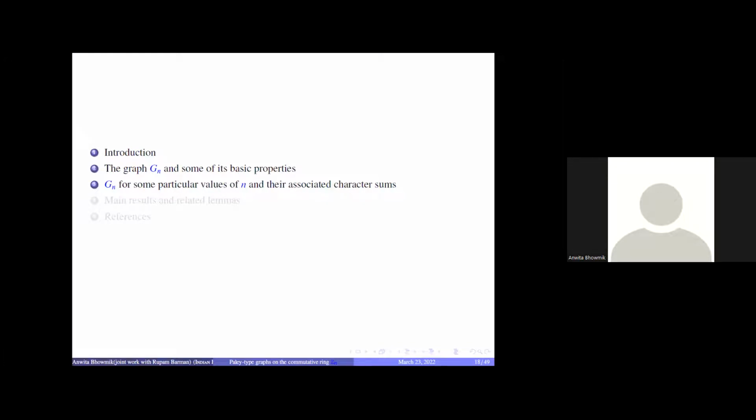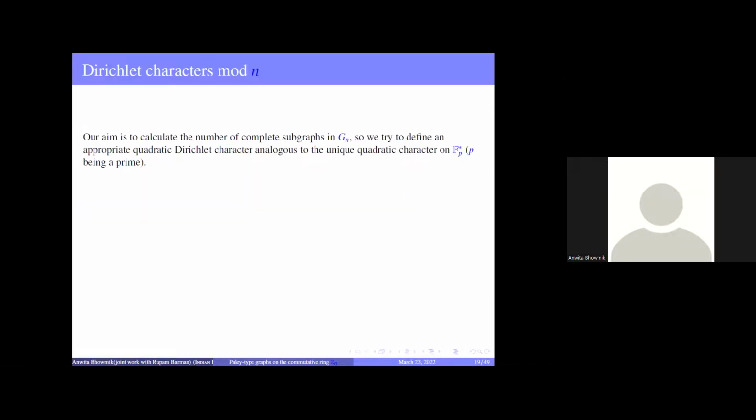Okay, next we take some particular values of n and we find Gn, and we will also go through some character sums. Now for Paley graphs, to compute the number of complete subgraphs of a particular order, we saw that certain character sums were in the picture where the quadratic character was used. So here also, to do the same, we try to define an appropriate quadratic Dirichlet character.